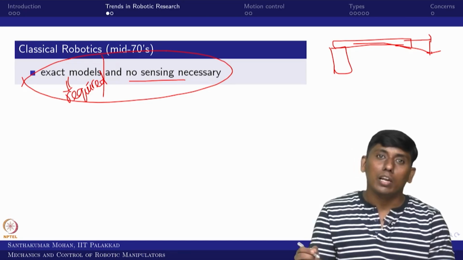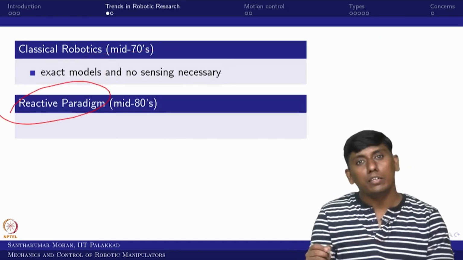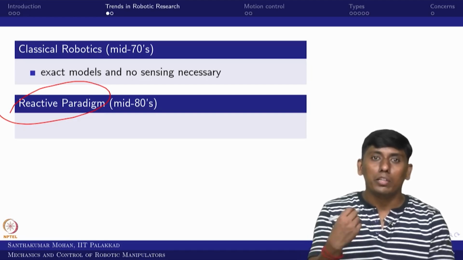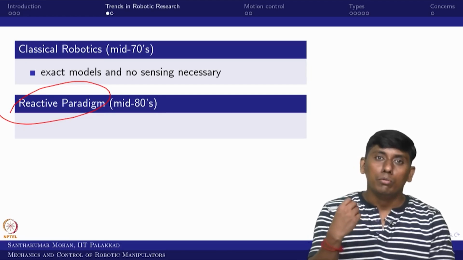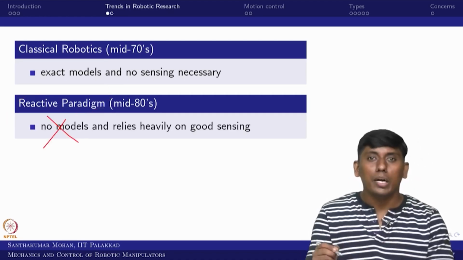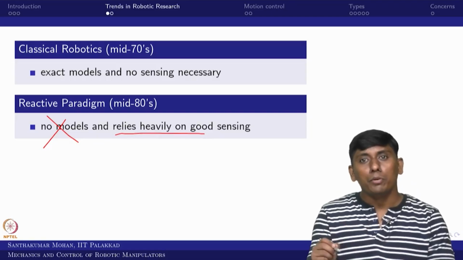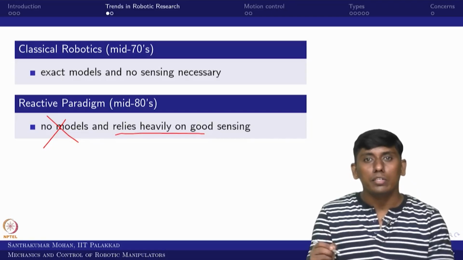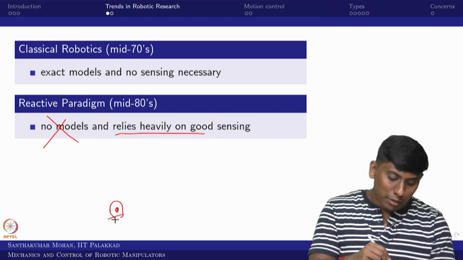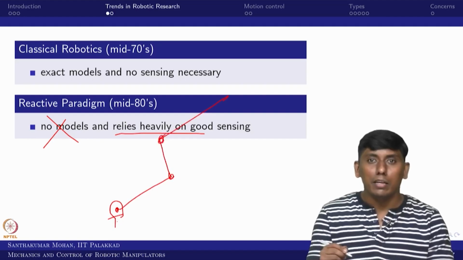So then people thought about it. They said, why can't we use a reactive mode? In the sense, we will deploy feedback, and we will do it purely feedback based. So there is no model required, but it purely relies on good sensing. If it purely relies on good sensing, then there is a problem. For example, you have a serial manipulator. Okay, so I am assuming that it is a 3R serial manipulator.